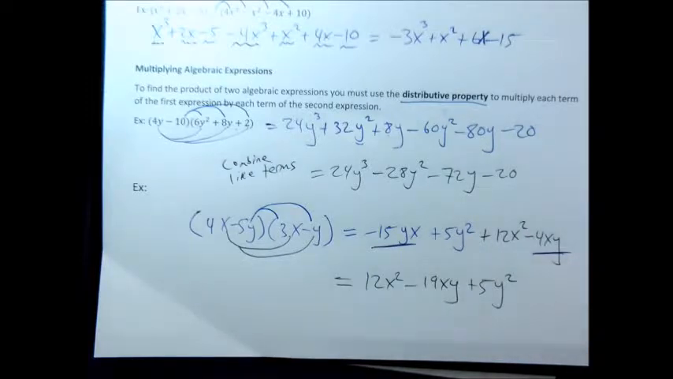Other questions? I'd like to just briefly look at the next page. So let's take a look at that and just get it started.